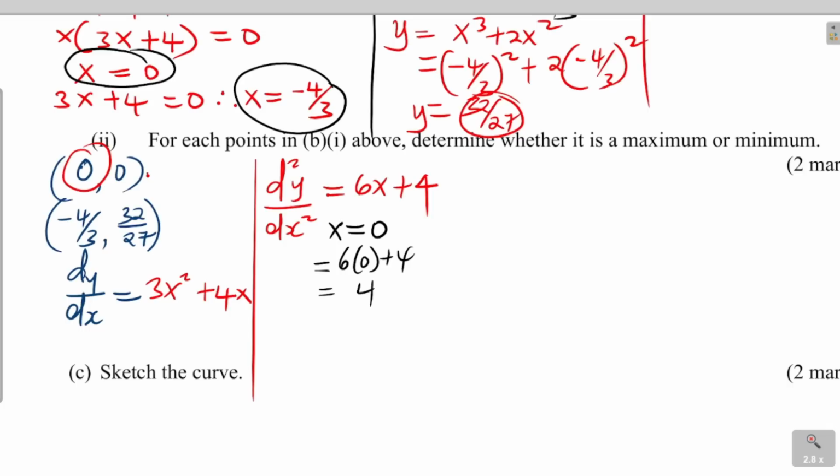And this value is greater than 0. So what we do, if the second derivative, now do you know this? If the second derivative, let me write it here.